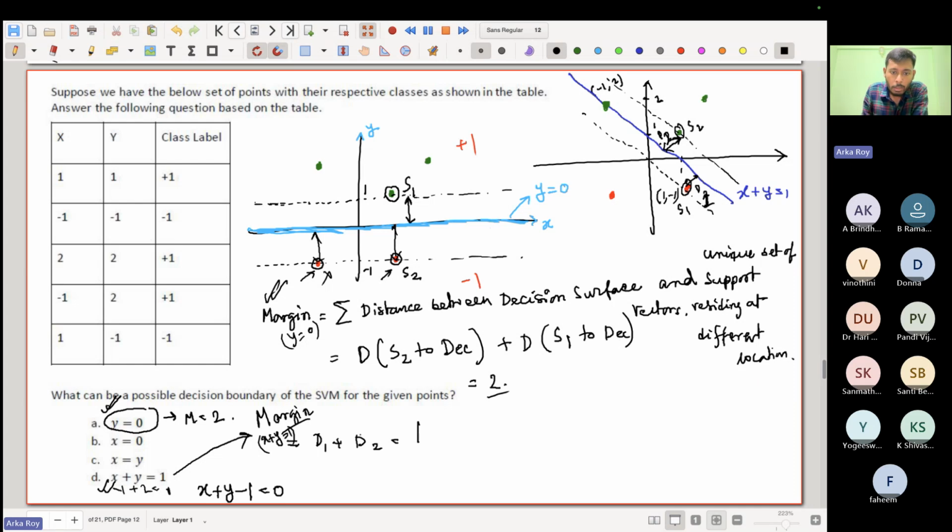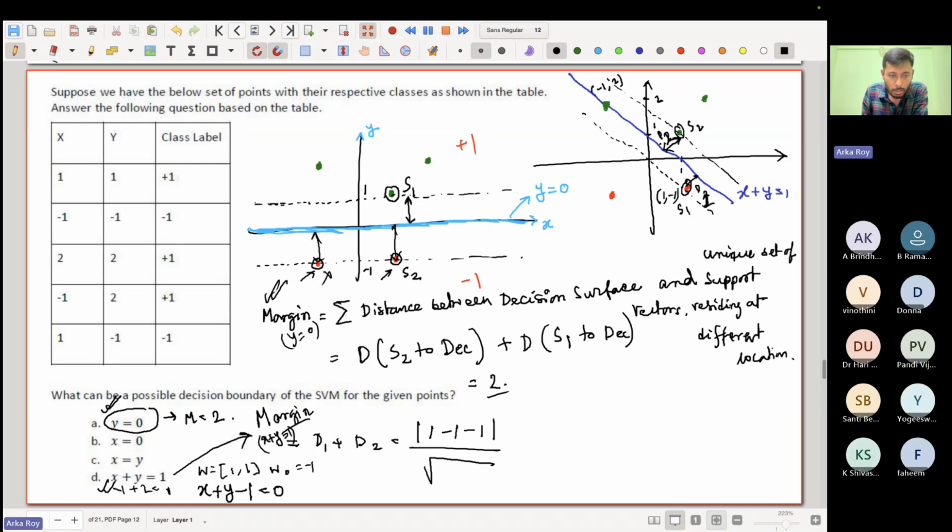So for x the value is 1, for y the value is -1, and then you have -1. Then root over, we have to take the norm of the weight. So the weight is basically 1 comma 1. The W naught, the bias, is -1. Same as the previous question, I'm just following the same formulation. So 1 square plus 1 square. So we have calculated D1.